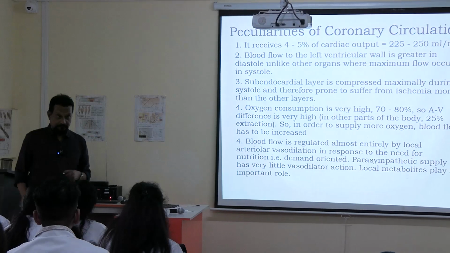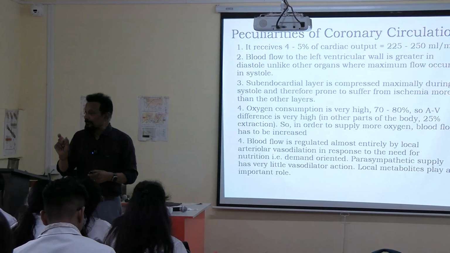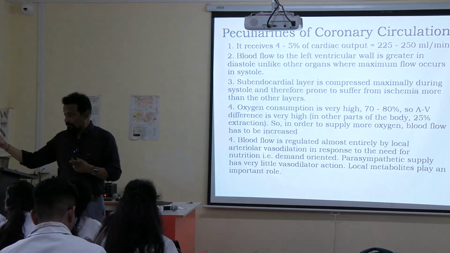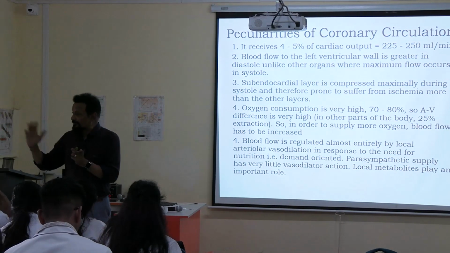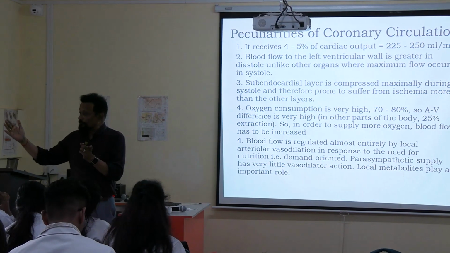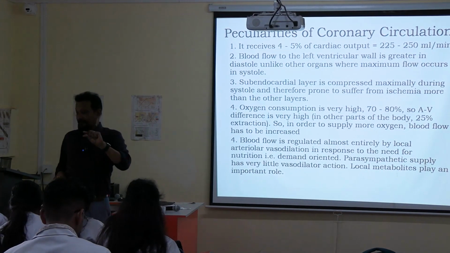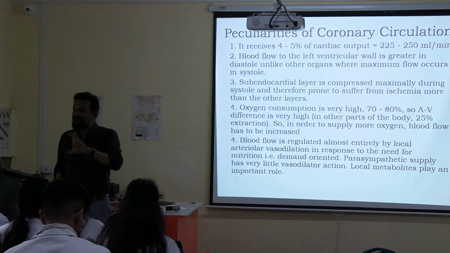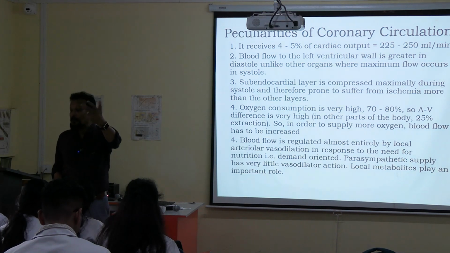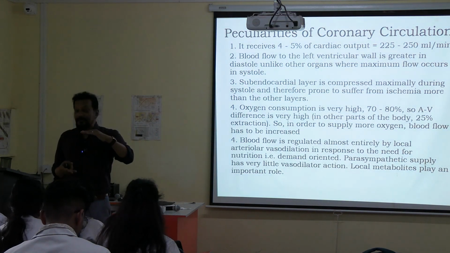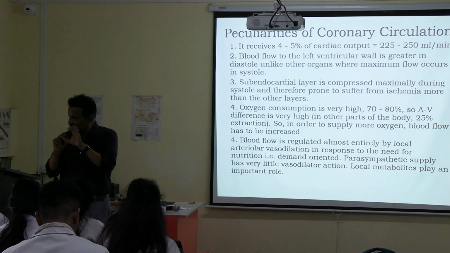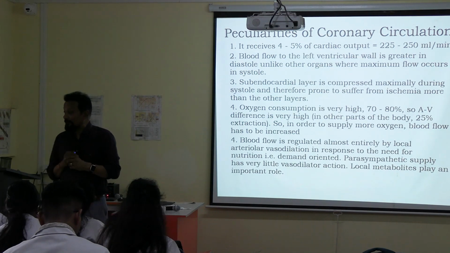This regulation, we said 60 to 140 millimeter mercury pressure, they will try to maintain the coronary flow within this range. And this is done by the vessels itself, mainly by the vessel itself, not by others, by the myogenic theory and by metabolites.